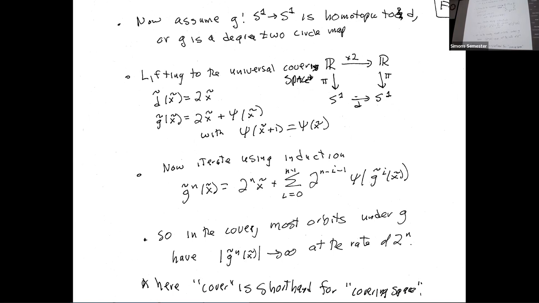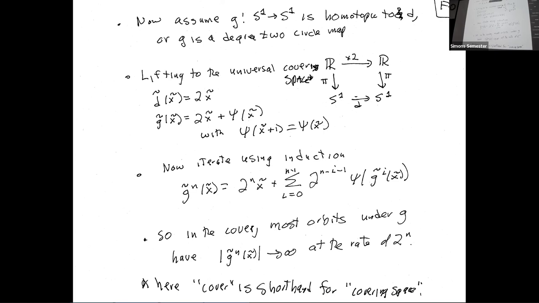So let's start with another degree two circle map. If you're homotopic to angle doubling, you're a degree two circle map. And we lift everything to the universal cover. As I already mentioned, that's a big theme in this work: working in a covering space where you unwrap the dynamics. The essential feature is some kind of hyperbolicity in the cover of the lift. All right, so we lift to the universal cover.